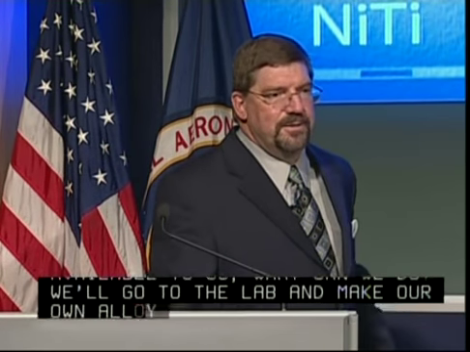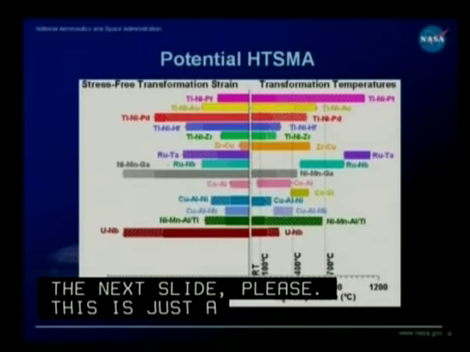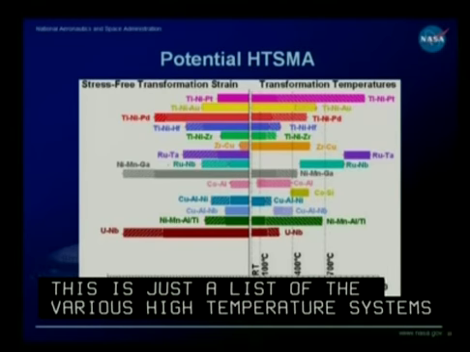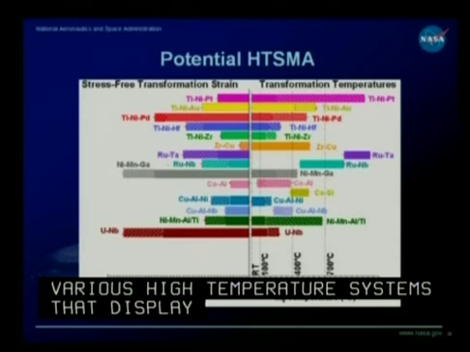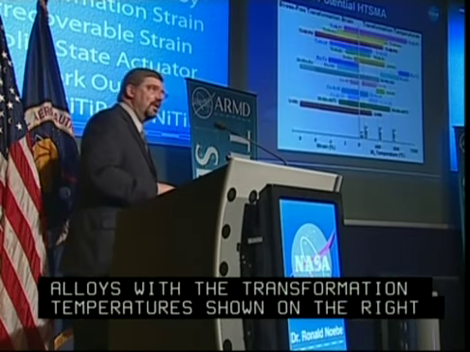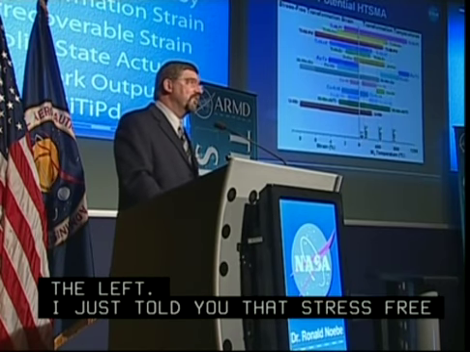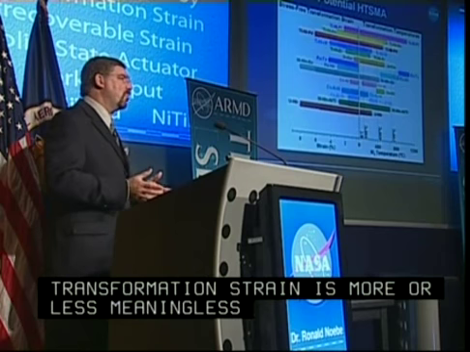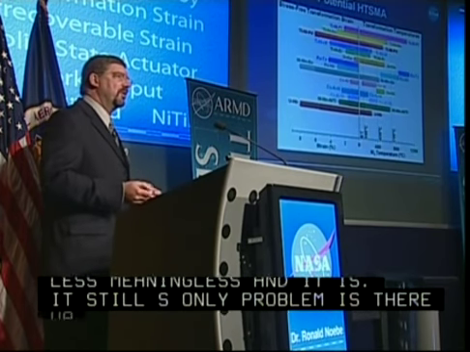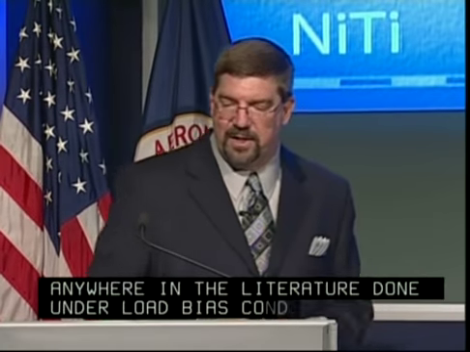If I could have the next slide, please. This is just a list of the various high temperature systems that display martensitic transformation temperatures. This is part of a review that we're working on with Texas A&M University. There are a number of different alloys with the transformation temperatures shown on the right and the stress-free transformation strains shown on the left. Now, I just told you that stress-free transformation strain is more or less meaningless. And it still is. The only problem was there wasn't one single data point anywhere in the literature that was done under load bias conditions. This is all that's available to us, so we can't use that as any kind of discriminator.